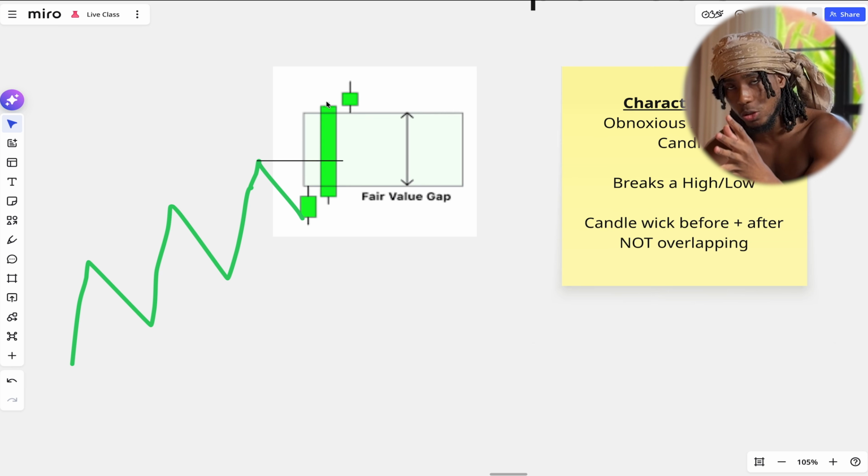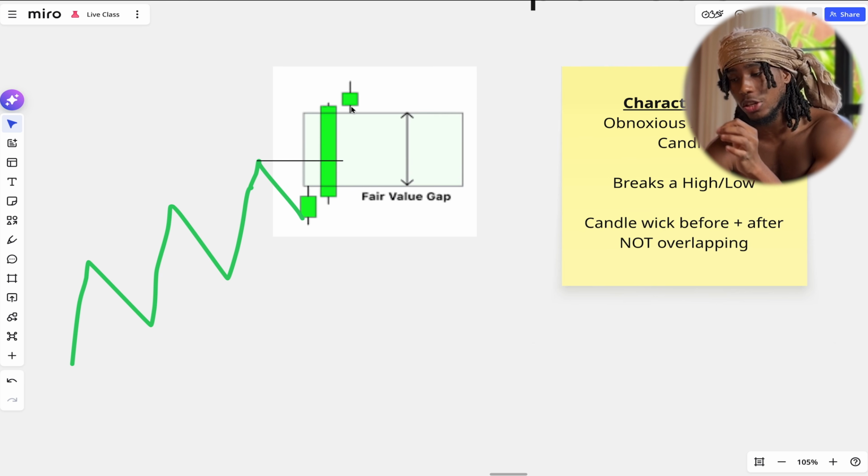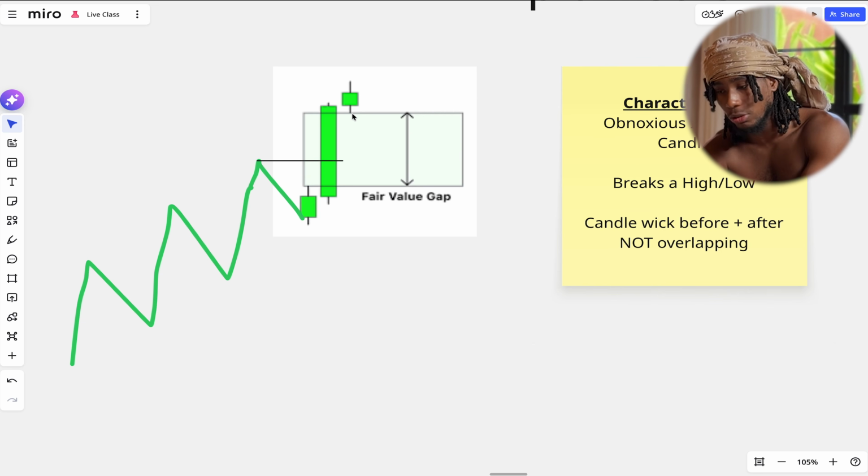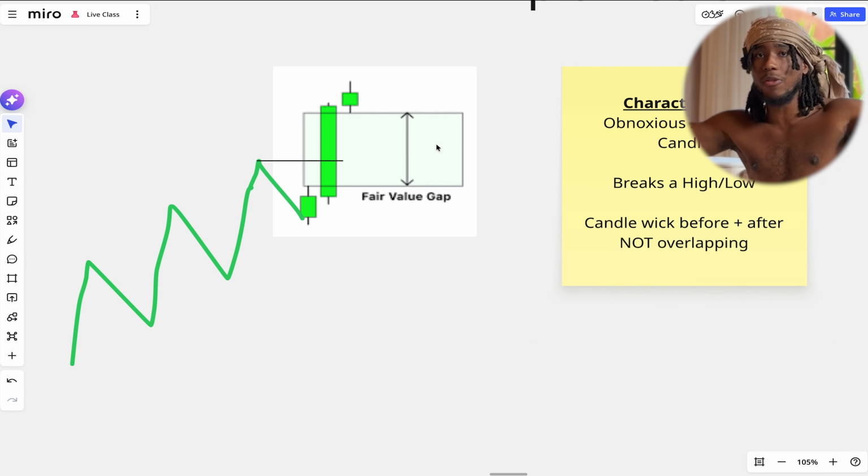So once you find that impulsive candle that has broken past a high or a low, next thing you want to do is make sure the next candle prints. This is important because the next thing you're going to do, you're going to draw a box starting from the wick of the candle before, and then you're going to connect it with the wick of the candle afterwards, and you're going to drag this out, and this is going to be your box. Okay, so now you just drew a fair value gap.